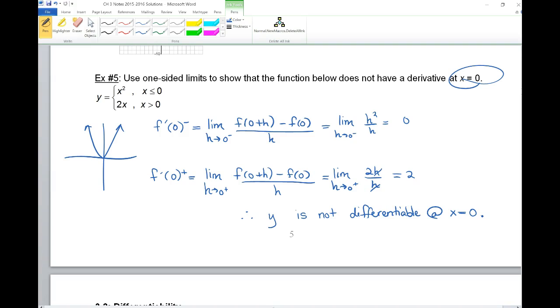Questions? Differentiable just means derivative. Differentiable and derivative are the same. You say find the derivative, and then there's different phrasing that you'll just have to recognize. On one hand, I might say find the derivative, and then I might also ask where is it differentiable, or where is it not differentiable.